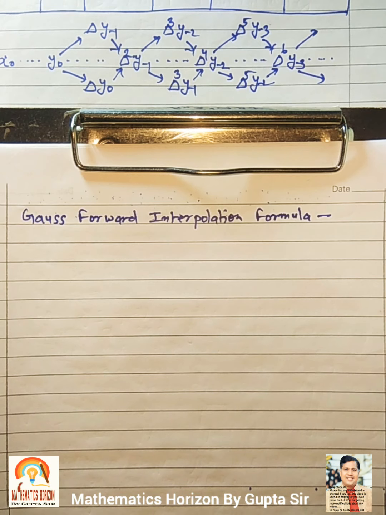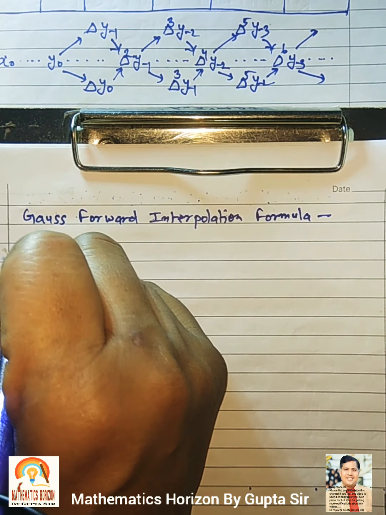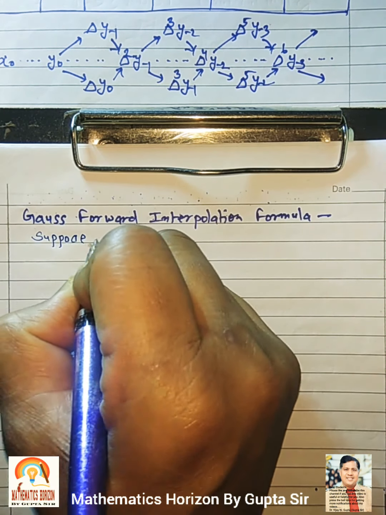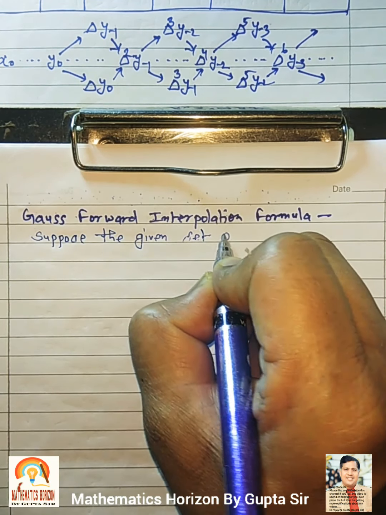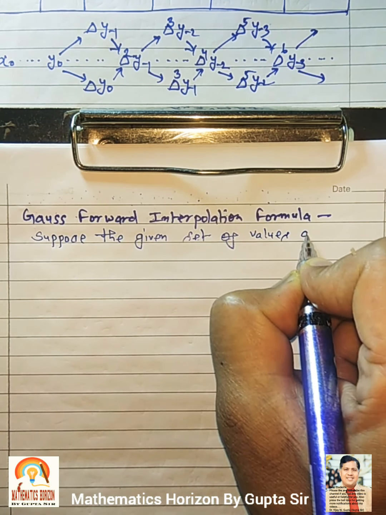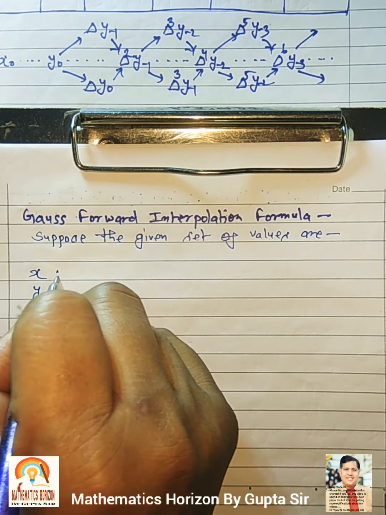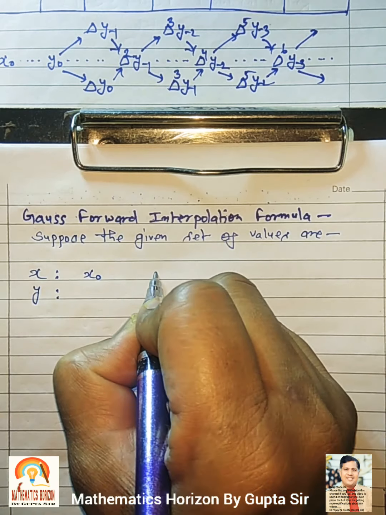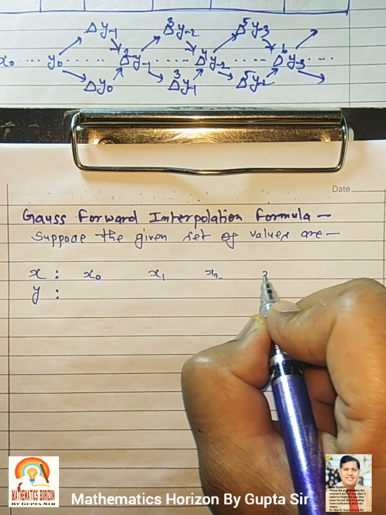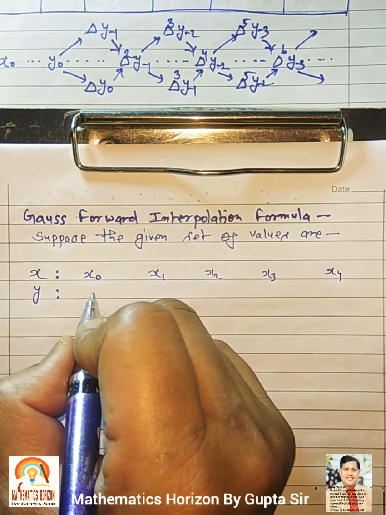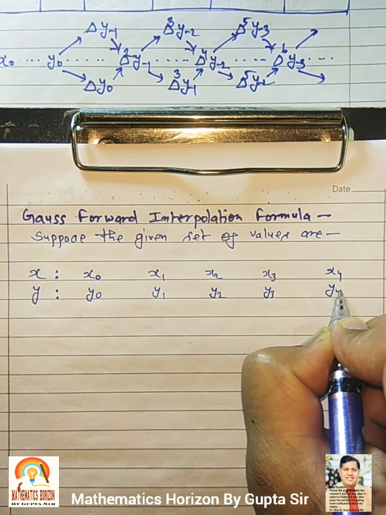Suppose this is the given set of values, x and y, that is x0, x1, x2, x3, x4, and suppose these are the corresponding values of the function y0, y1, y2, y3 and y4.